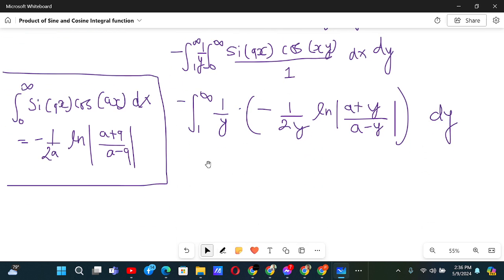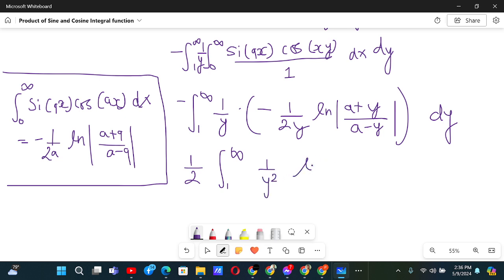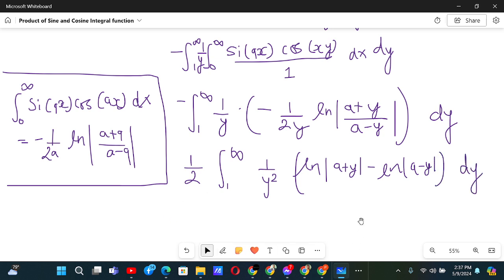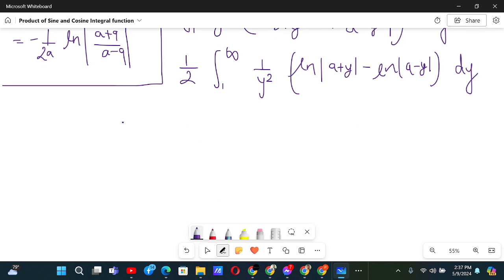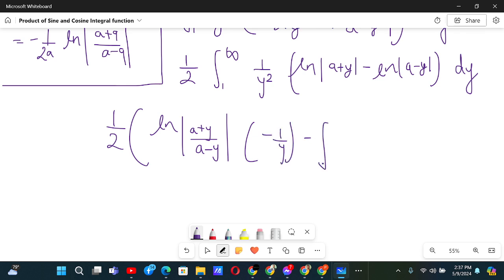Now minus minus cancels out, and we can take 1 by 2 outside. We get the integral from 1 to infinity of 1 by y square, and then ln of (a plus y) minus ln of (a minus y), and dy. Now let us try to use partial fractions, I mean integration by parts. That gives us, first of all, let's write it as it is, ln of (a plus y) by (a minus y), and the integral of this thing is minus 1 by y.